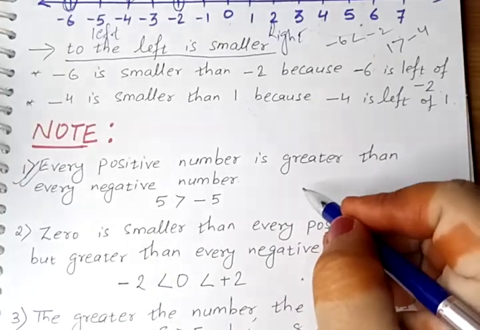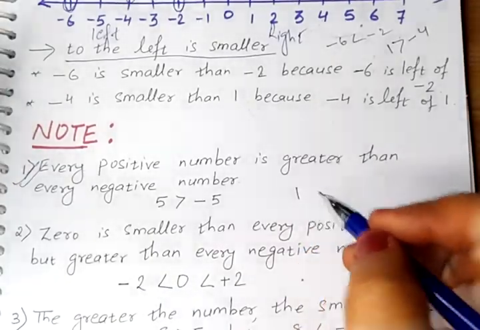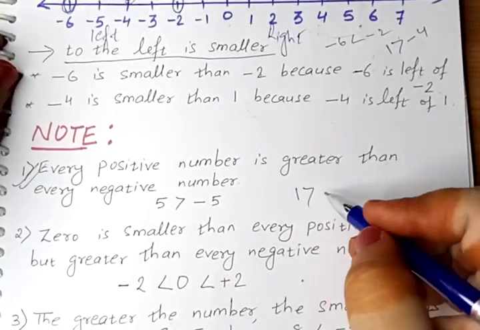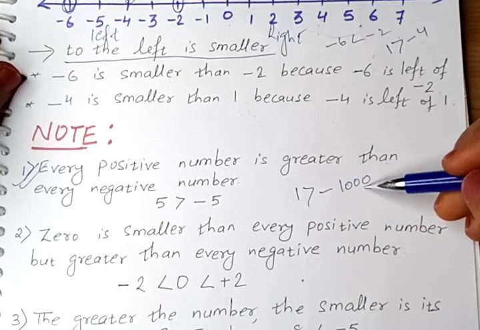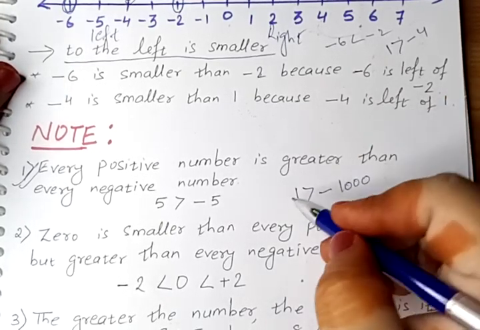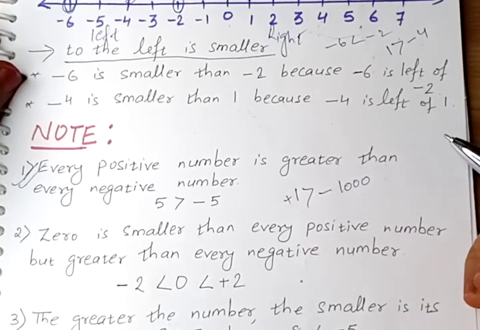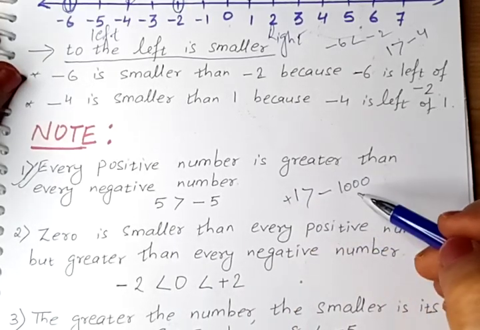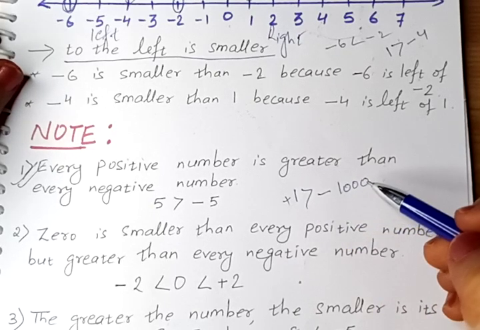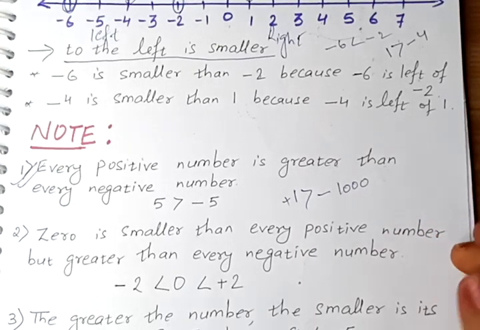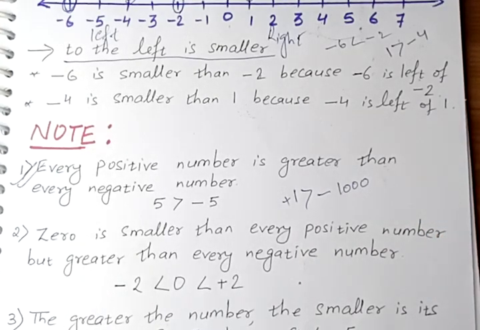Even +1, a positive number, is greater than -1000, because -1000 is a negative number. This is +1, a positive number. So all the positive numbers are greater than negative numbers. That's why +1 is greater than -1000. Clear, children? If one positive number and one negative number are given, you can surely write that the positive number is greater than the negative number.